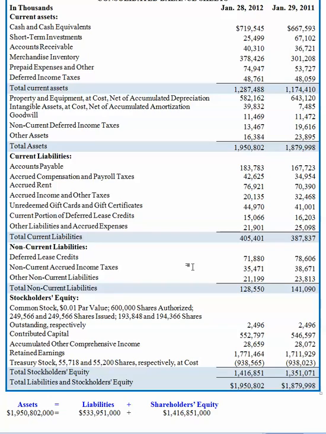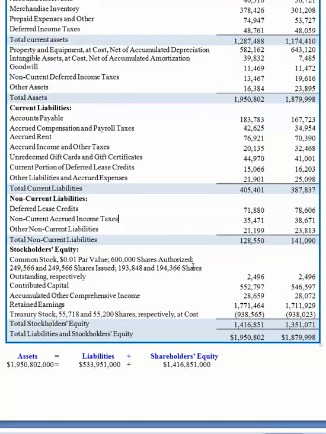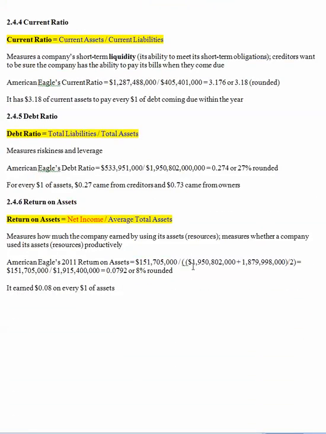Let's go look at some of the measurements or ratios people will use to analyze a company. A very important one is the current ratio. It basically is going to tell you whether the company has the ability to pay its bills when they come due. So they call that a measure of short-term liquidity. When you calculate it, you take the current assets, not total assets, current assets, divide it by your current liabilities. And American Eagle has $3.18 for every dollar that's coming due within the year. So it's in good shape.